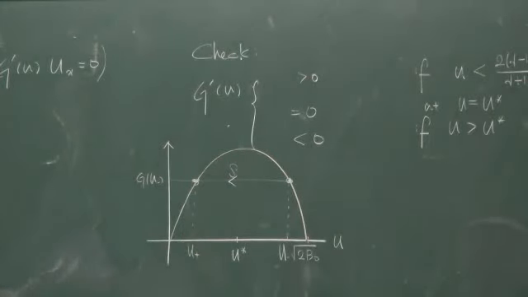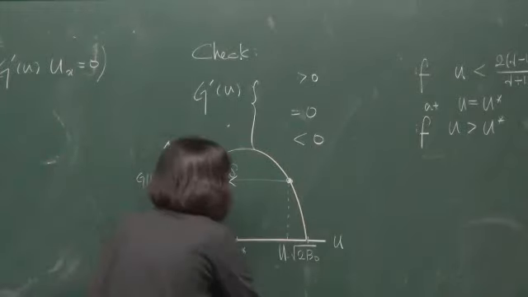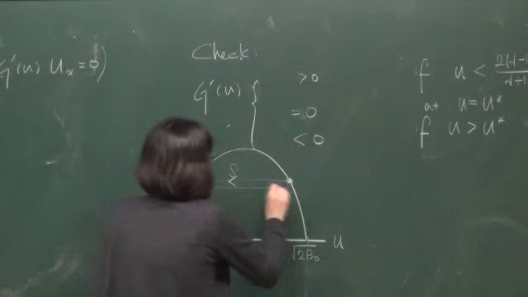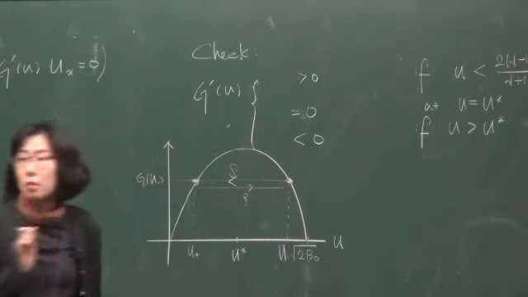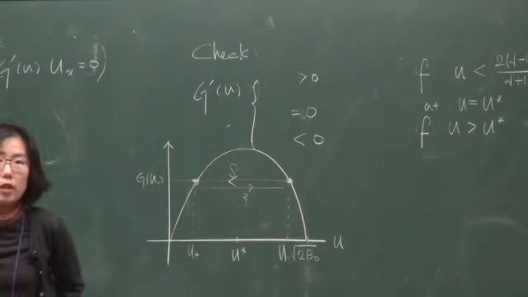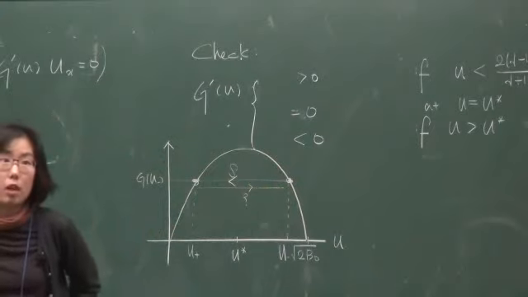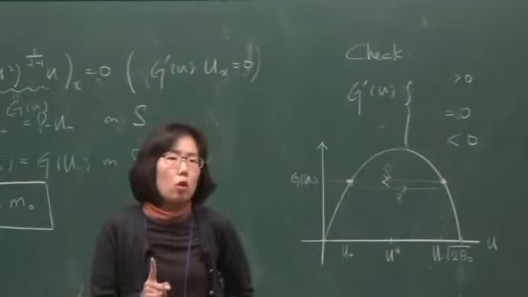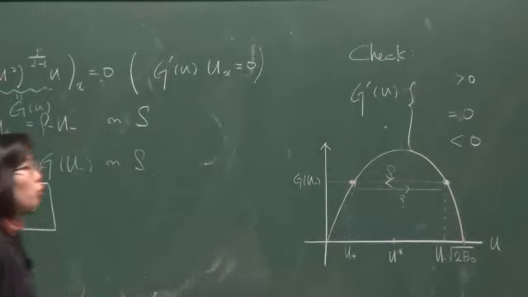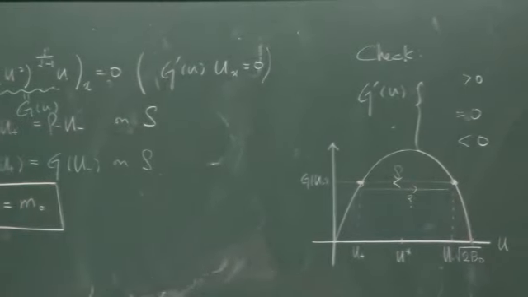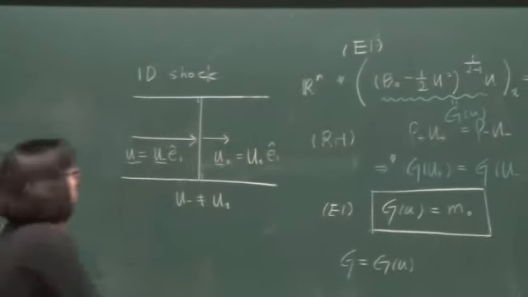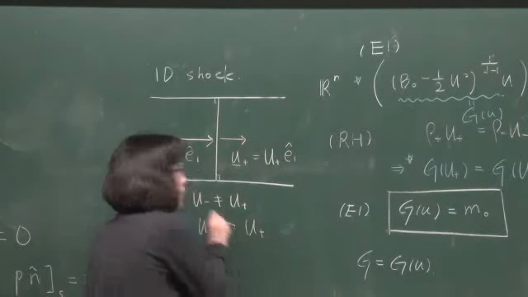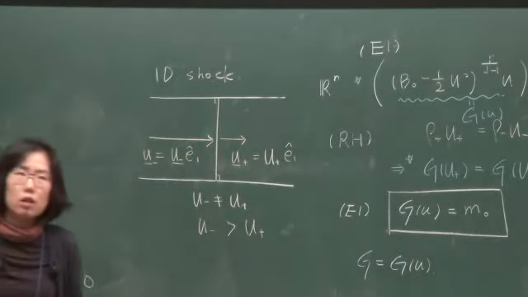Okay? Now, one may ask, is it possible to go this direction? Mathematically, it's a correct solution, right? It does not violate any condition there, but it violates a physical condition. So, an important condition that you have to remember when you study shock is that across the shock, velocity always must jump down.